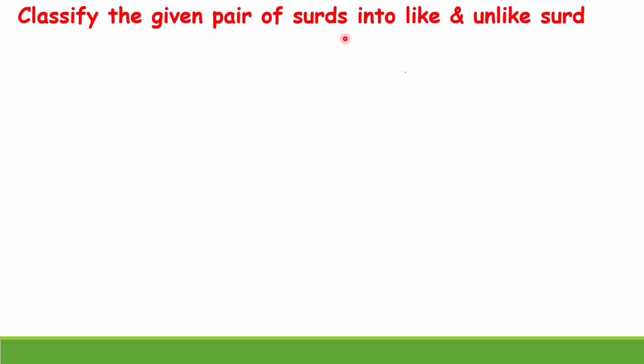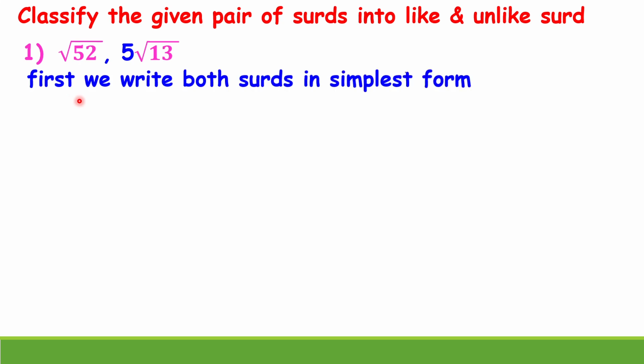Classify the given pair of surds into like and unlike surds. To classify the given surds as like or unlike, first we have to write both surds in their simplest form. First example is square root of 52 and 5 into square root of 13. First we write both surds in simplest form. The first surd given is square root of 52.